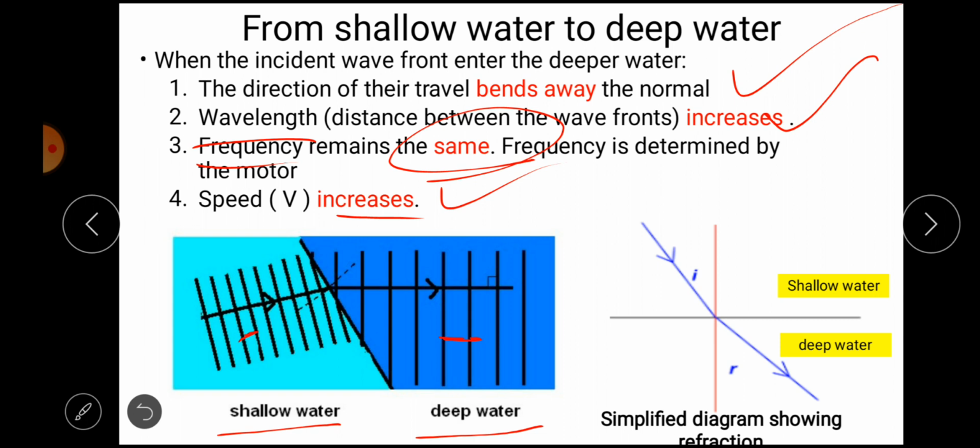If you could see here, this angle is the angle of incidence, and this angle is the angle of refraction. And you can see that in this case, I is less than R, while in the other case, I was greater than R. So here is I, here is R. So this is a simplified diagram showing refraction from shallow water to deep water.